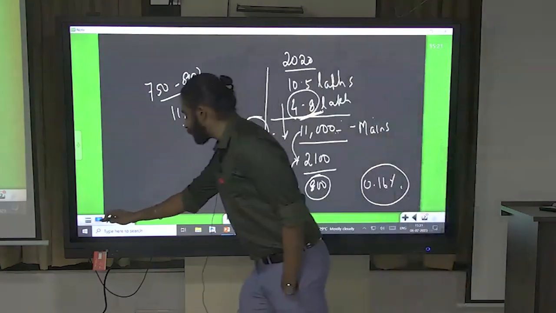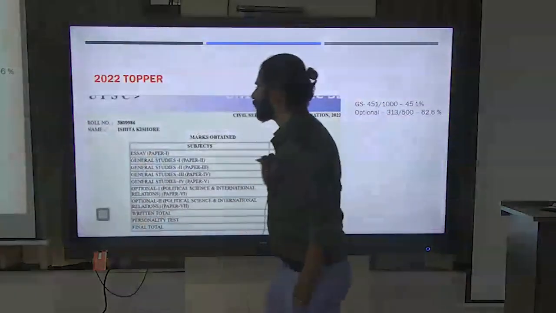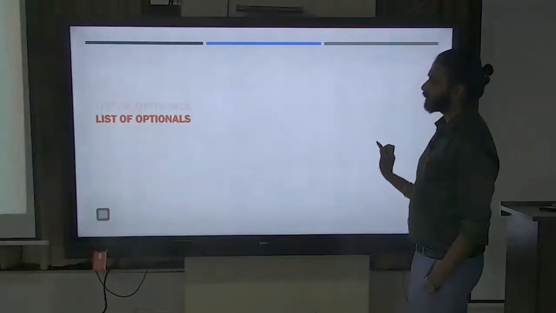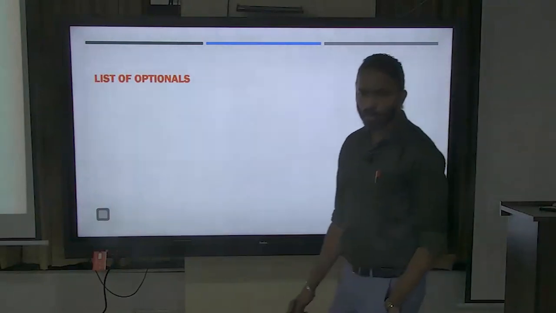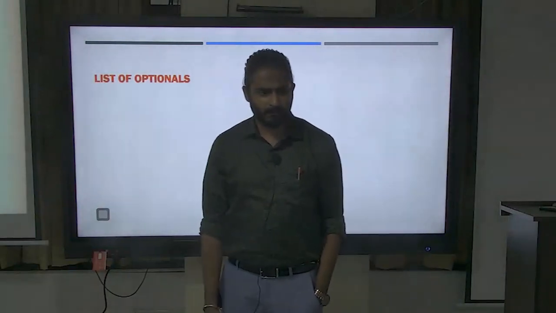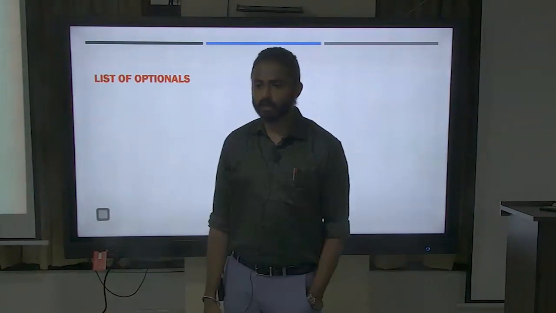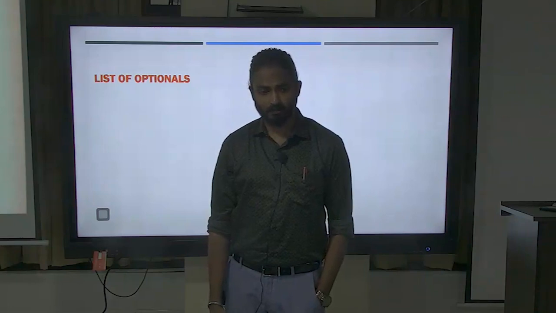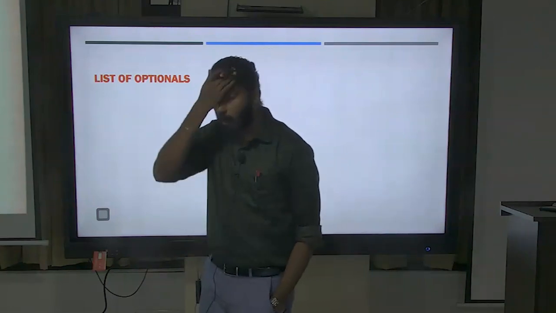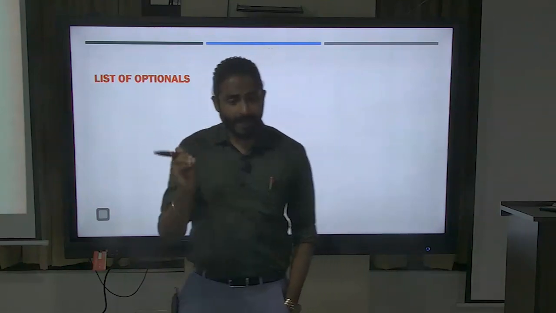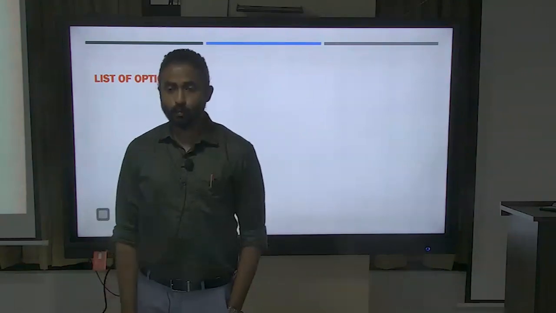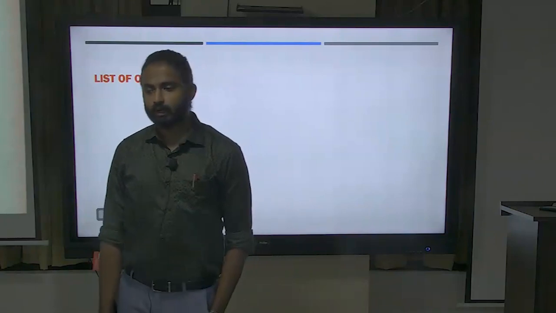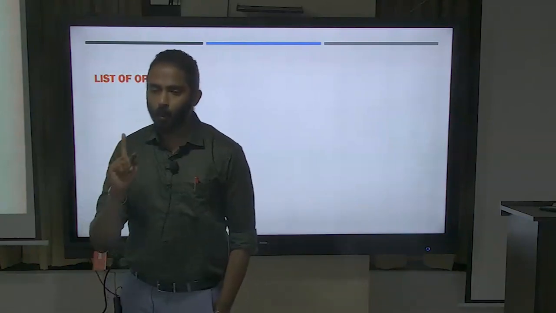Anyway, this is one importance of the optional, and these are the marks of a few toppers. So the optional is important. Now, do you know how many optionals are given by UPSC? From where will we get this information? The notification. Every year, around February, the notification will come. There they will list the optionals. UPSC has given 26 optionals, and you can pick one.